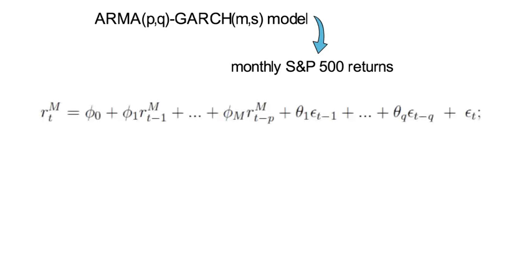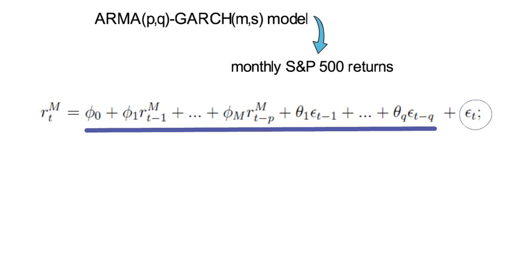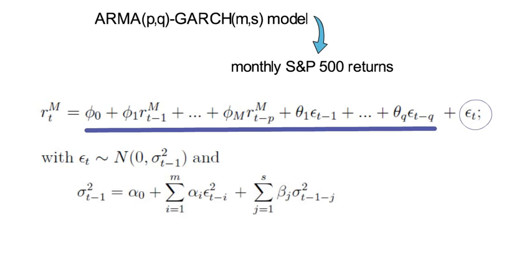The realized return has that ARMA PQ structure plus return innovation epsilon t, and here right away I assume that the epsilon t follows a Gauss distribution with mean 0 and variance sigma square t minus 1. So these returns are conditionally Gauss with a time varying variance, so the unconditional distribution won't be Gauss. Now sigma square t minus 1 follows that GARCH MS parameterization.